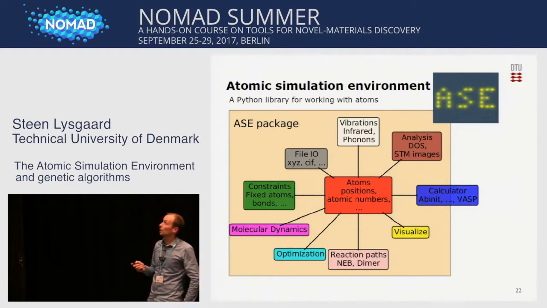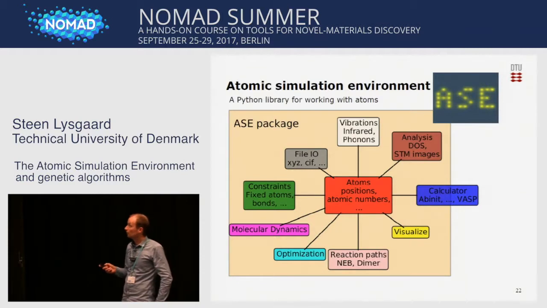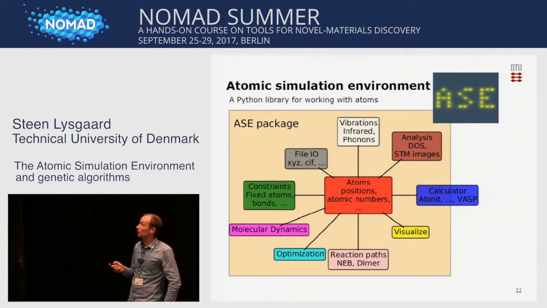So this is a Python library for working with atoms. The atoms object is really the central part of all you do here. There are a lot of modules in this library. One of the important things, of course, is that you can have an electronic structure calculator and just attach this object to your atoms and calculate energy. Write that line in Python, and it will give you back the energy.